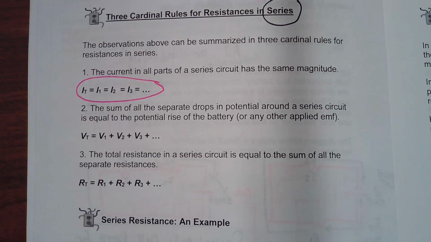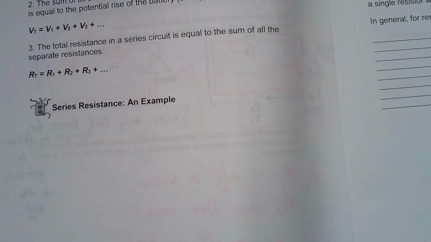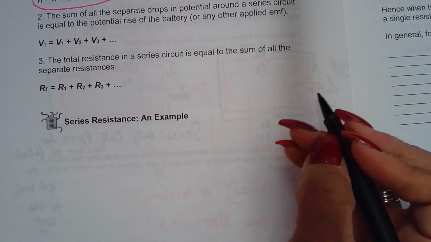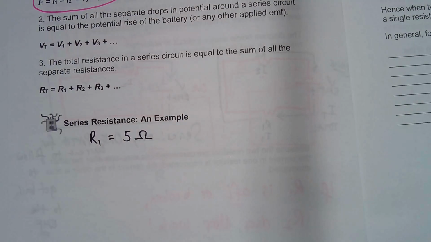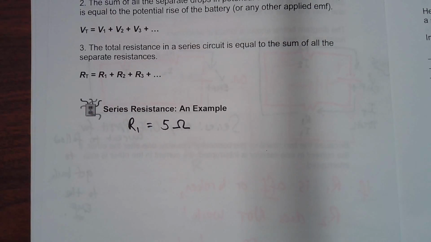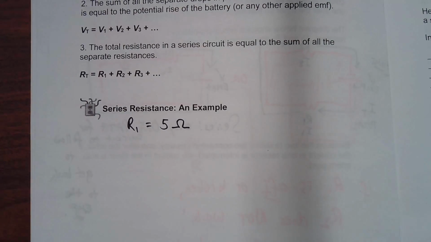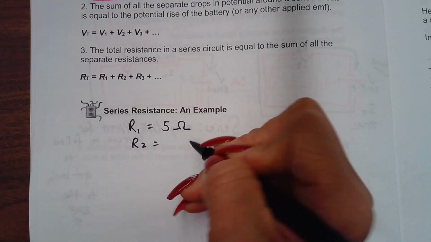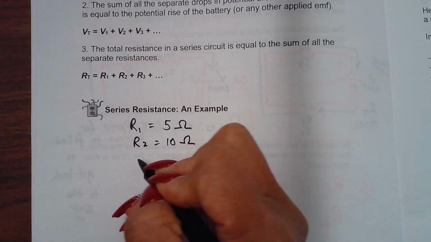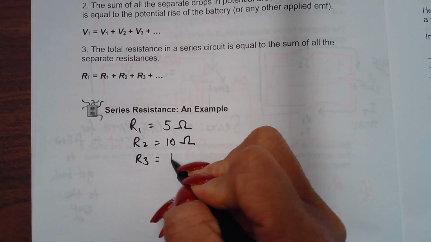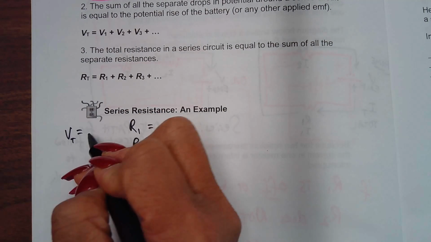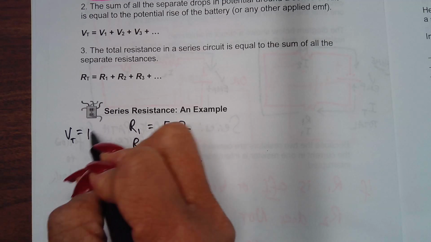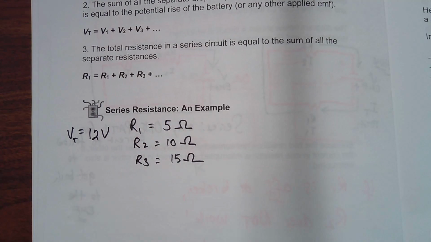So I'm going to use an example here. Let's draw one. Let's put R1 as 5 ohms. That is the unit that we use for resistance, named after Georg Simon Ohm. Okay, let's say R2 is 10 ohms. And let's do 3 resistors, R3 is 15 ohms. The EMF, or total voltage, let's make it 12 volts, like your car battery.